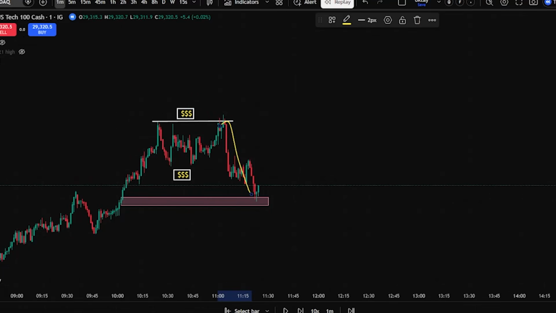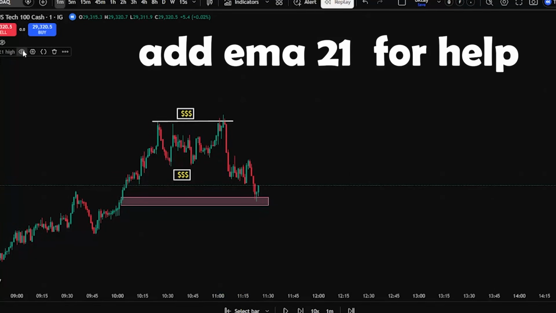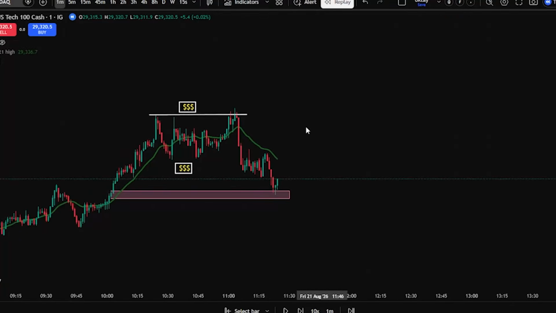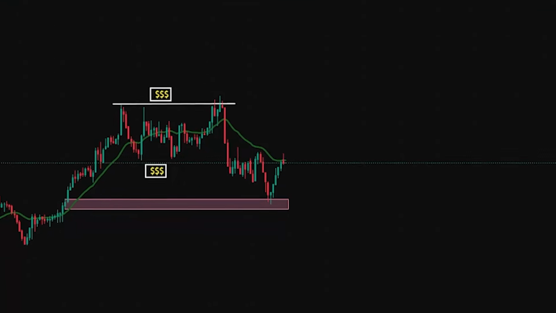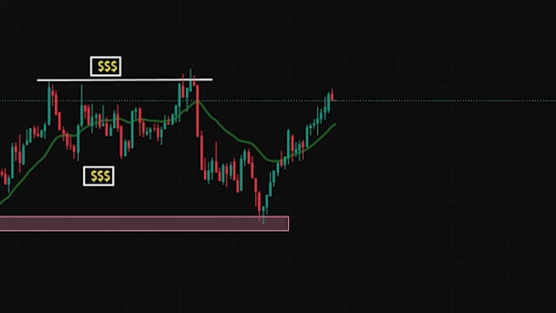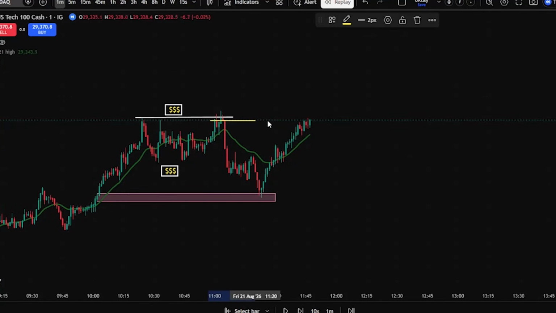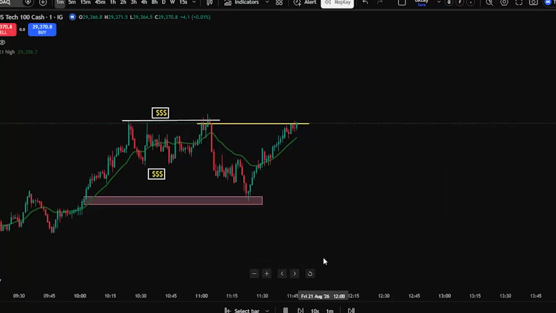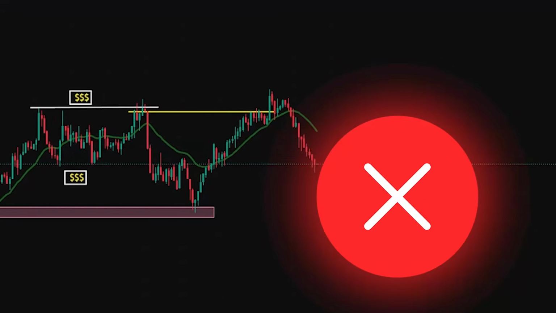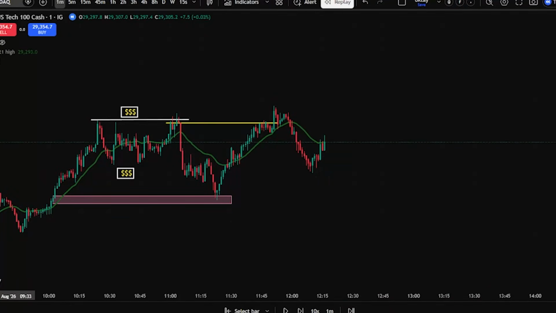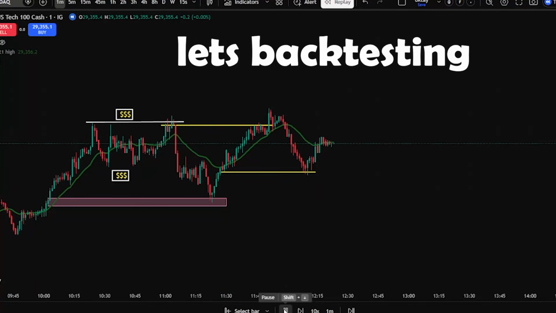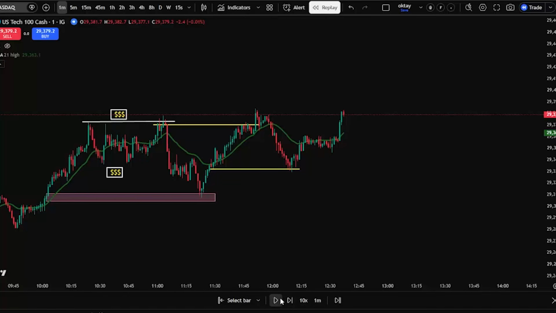Now, to find better opportunities, we add EMA 21 to the chart. Our goal is to check whether the price reacts appropriately to EMA 21 after a liquidity sweep. In the backtest, we look for situations where the sweep has occurred, the price has reacted to EMA 21, and the entry conditions have been confirmed according to the rules of our strategy. Remember, liquidity sweep alone is not a definitive signal. Risk management and other confirmations are always important. Well, now let's backtest this strategy and see what the combination of liquidity sweep with EMA 21 gives in practice.